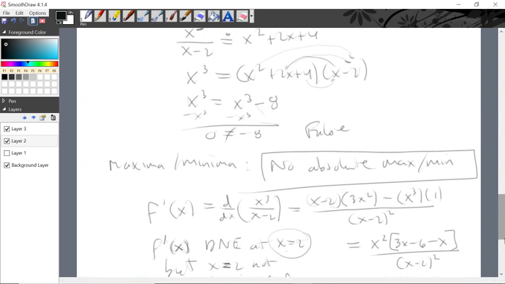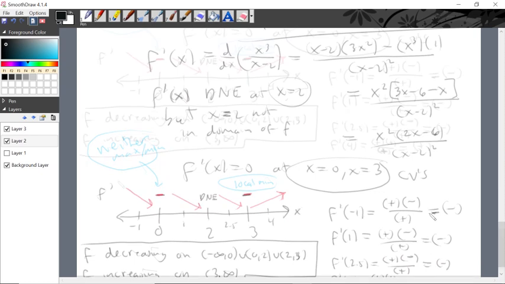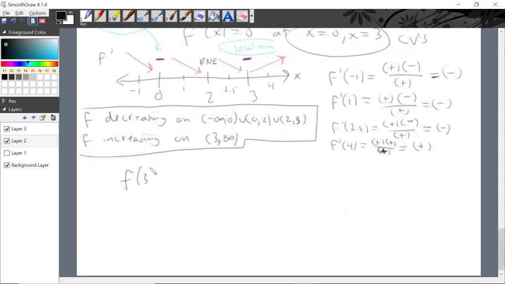All right? So what's the value of the function where x is equal to 3? Let's find that. So that's f of 3, which is equal to 3 cubed over 3 minus 2, and that equals 27. Okay. All right, so that means that 3, 27, is the local minimum for the function.